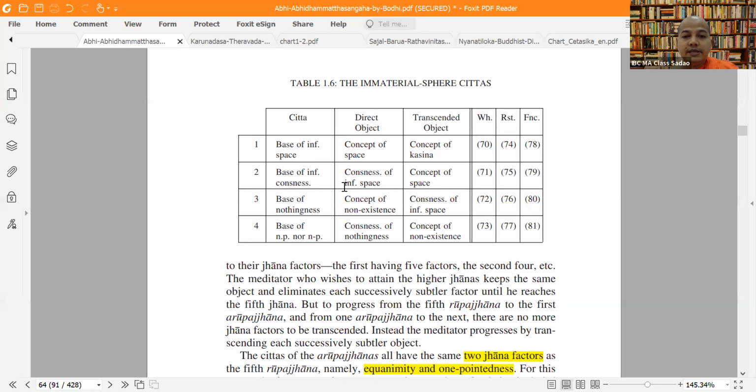Similarly, the direct object of this meditation is consciousness of infinite space. You transcend the concept of space, then you have this consciousness of infinite space, therefore, a sphere of infinite consciousness. This way should be understood. Okay.